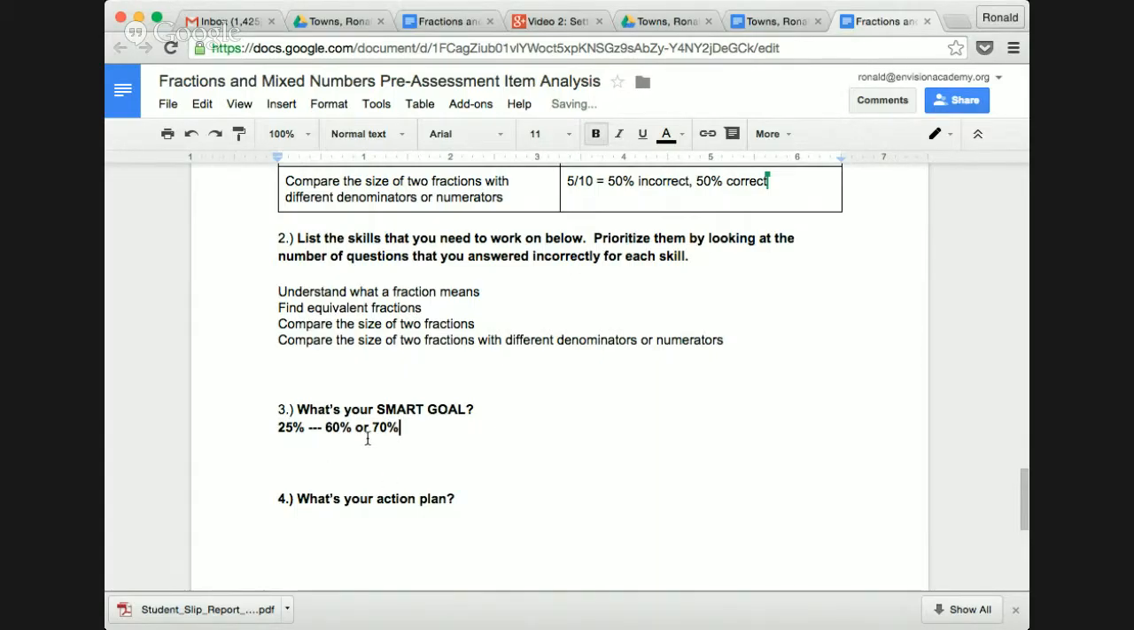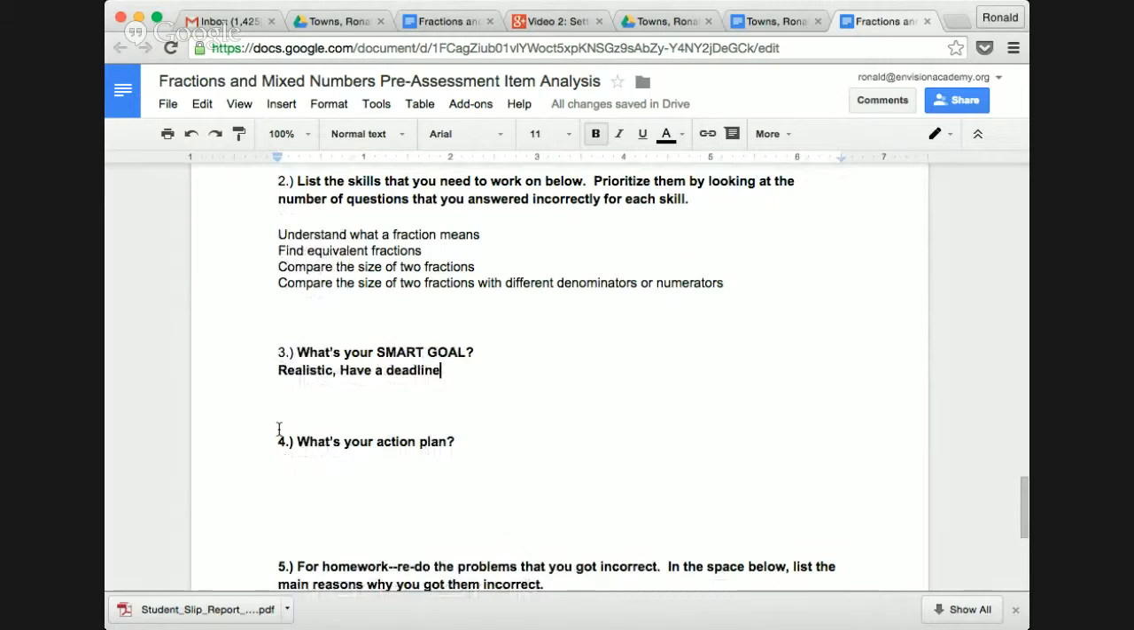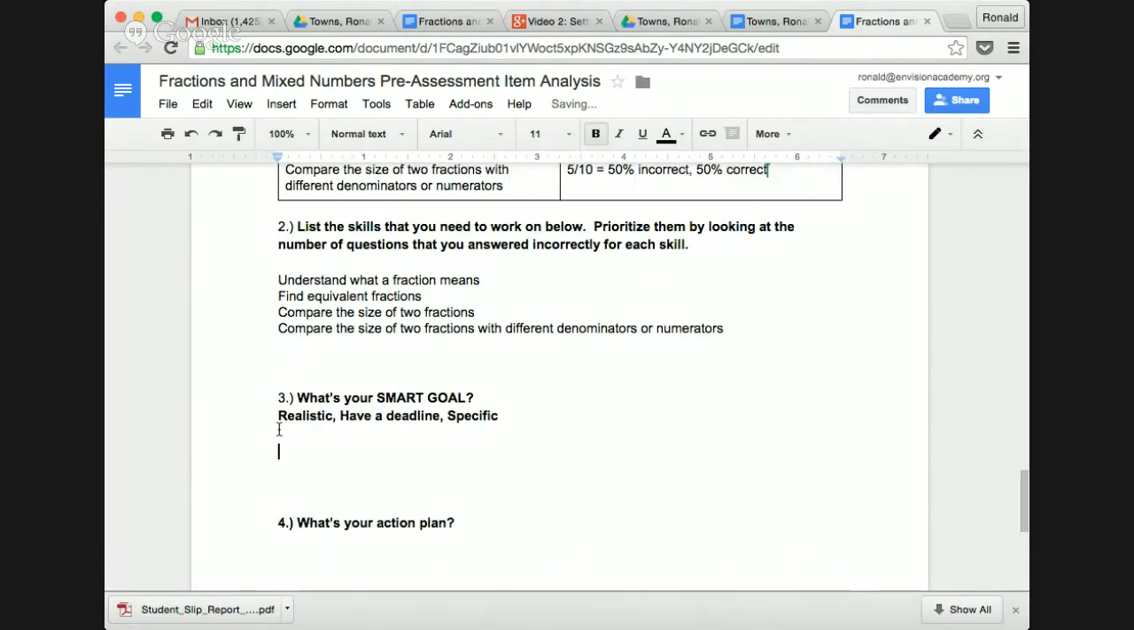So when you want to set a SMART goal, here's what you need to think about. The goal needs to be realistic. It needs to have a deadline, meaning a final date by when you're going to determine whether or not you met your goal. And it needs to be really specific. Let me give you an example.